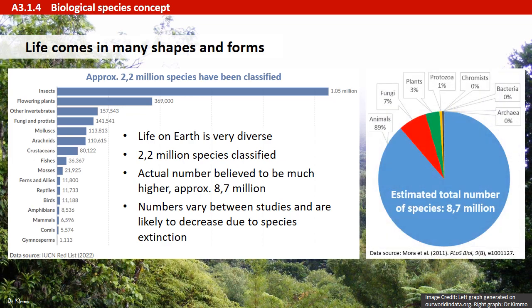The pie chart on the right shows that almost 90% of all named species are animals. 7% are fungi, 3% plants, 1% protozoa. Then we have chromists, bacteria and archaea. It says 0%, but that is rounded down to 0. So of course it's more than 0, it's 0 point something.